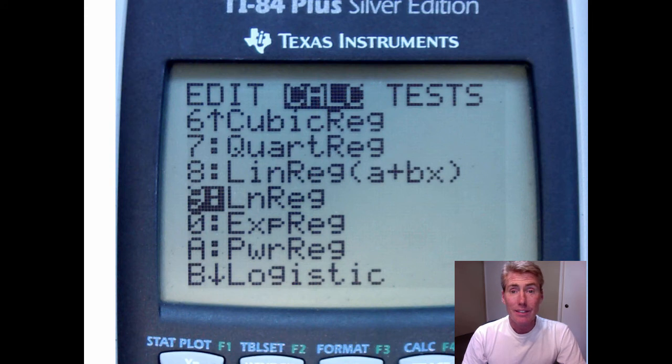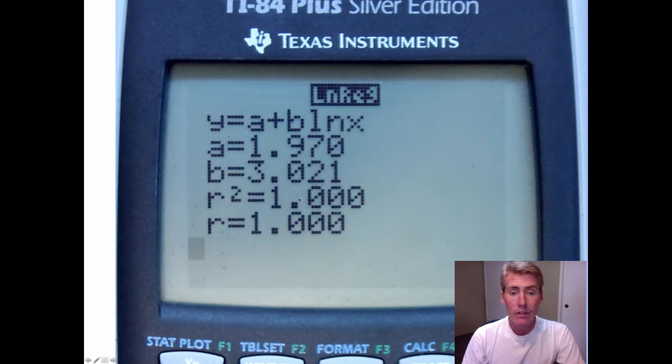So that one is the 9th one in the list. This stands for natural logarithmic regression. And you'll see that R squared is equal to 1, so it fits perfectly. So you just put the constant a in front, 1.97, the number b, 3.021, multiplied with natural log of x.